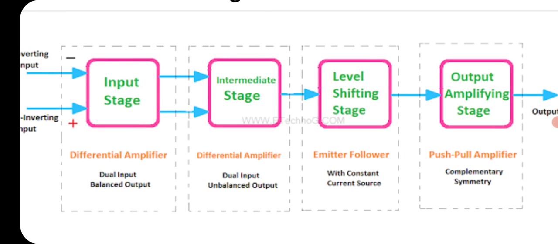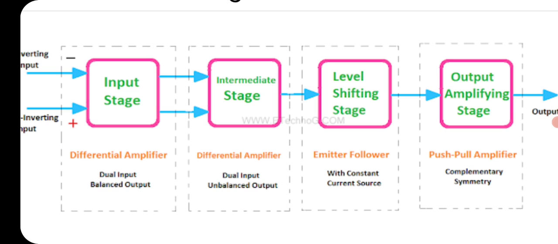Intermediate stage. This is another dual input differential amplifier. What does it mean? It is similar to your previous stage. There it has a differential amplifier, here also you have a differential amplifier. There it has dual input, here also it is dual input. The only difference in this stage is that the output is single.